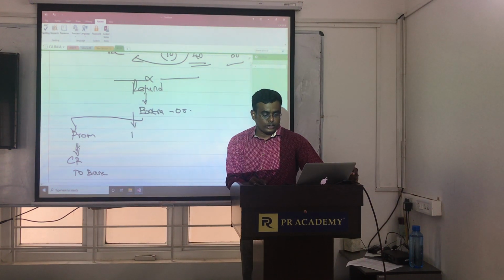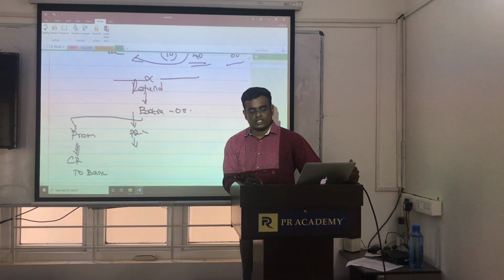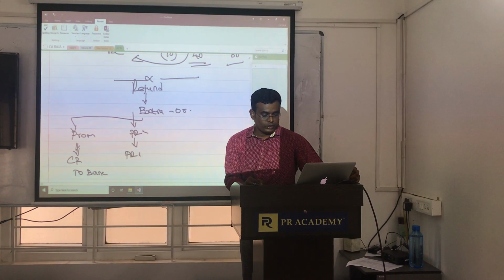In case the grant is related to the profit and loss account, you would have passed this entry at the time of receipt: bank account debit to P&L. Now reverse: P&L account debit to bank.